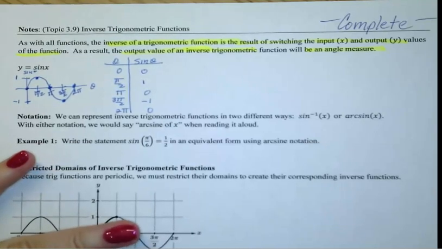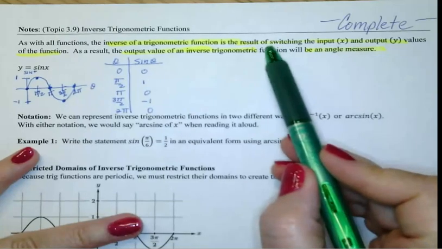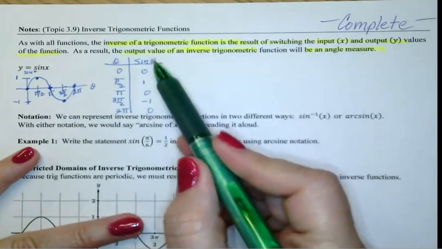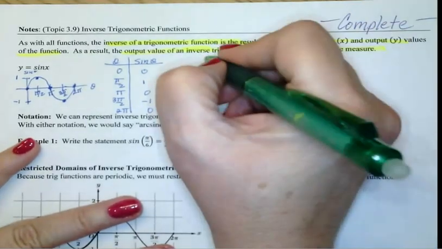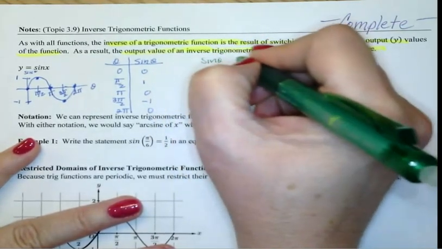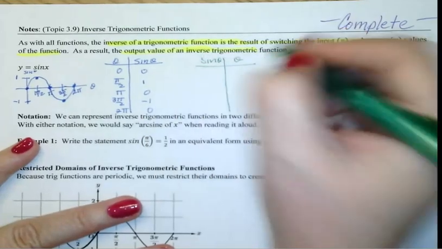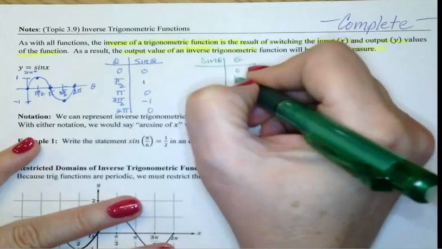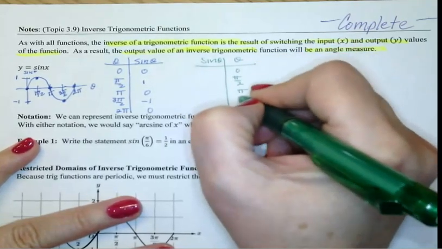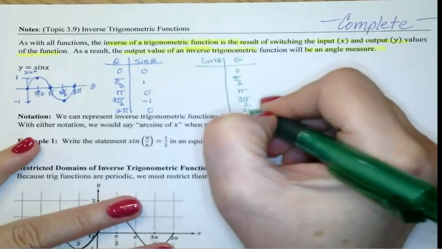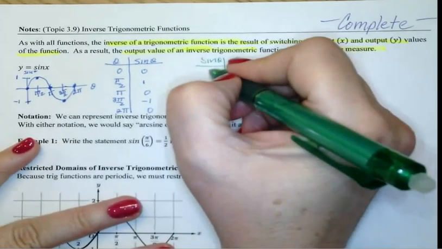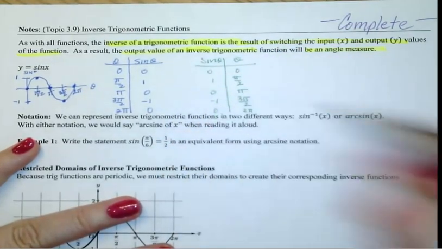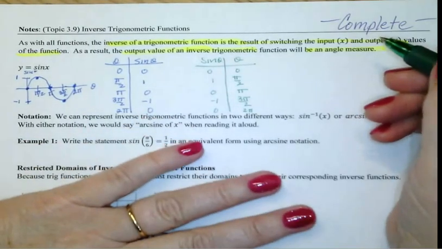So if we apply the fact that we can switch the input and output, so the inputs are our angle and the outputs are our sine value, then all of my angles are now the outputs. So I'm going to have 0, pi over 2, pi, 3 pi over 2, and 2 pi. And then our input values are going to be 0, 1, 0, -1, and 0. So let's go ahead and graph that.